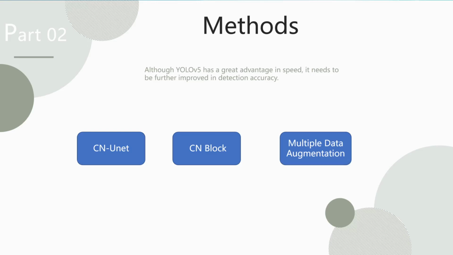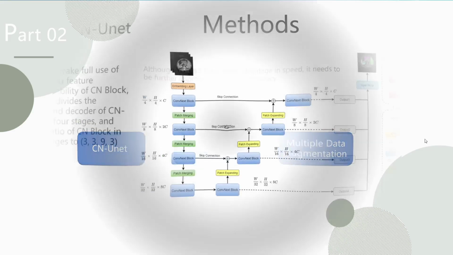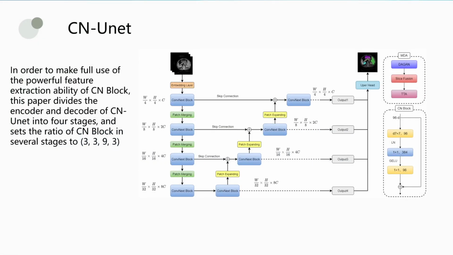Inspired by the ConvNeXt network, we propose a deep convolutional robust medical image segmentation structure called CN-Unet. CN-Unet is based on the U-shaped symmetric architecture, constructed based on deep convolution, with the CN block as its basic unit. To fully exploit the powerful feature extraction capability of the CN block, we divided both the encoder and decoder of CN-Unet into four stages, with different CN block proportions in the several stages. Skip connections were added between each corresponding stage to restore the contextual information of the feature maps.